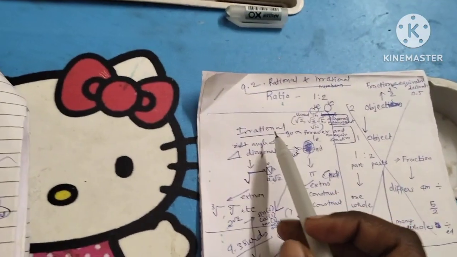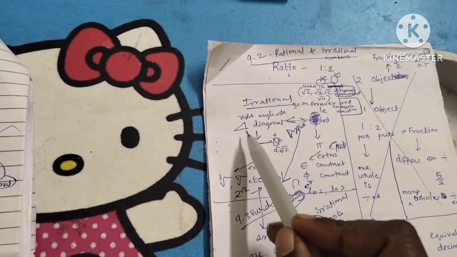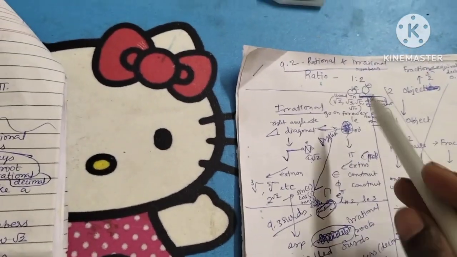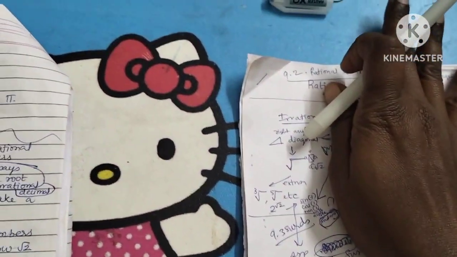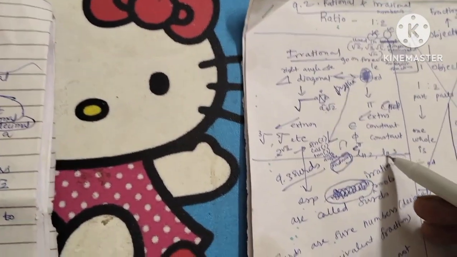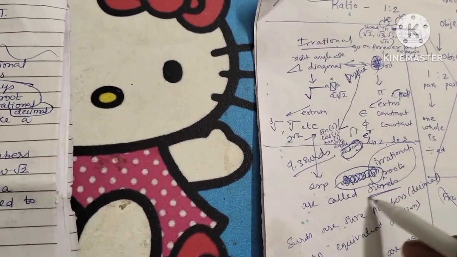See, irrational numbers are used for two shapes. One is for the right angled triangle, another one is for the circle. Especially this year in 9.3, you are talking about surds, which are only the roots, irrational roots. Surds are sure numbers, okay?